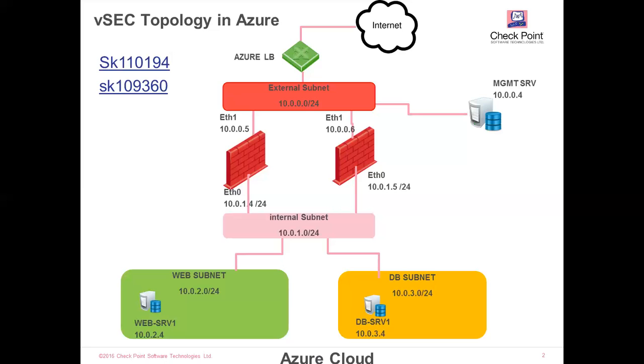Even if you look at my topology, this is the de facto topology. If you look at the article SK 109360, if you look at these two articles, the same thing is explained there. In the Azure environment, we don't configure any public IP address on the Check Point gateway, because the Azure platform does not allow it. It is only possible to use the public IP address on the Azure load balancer.